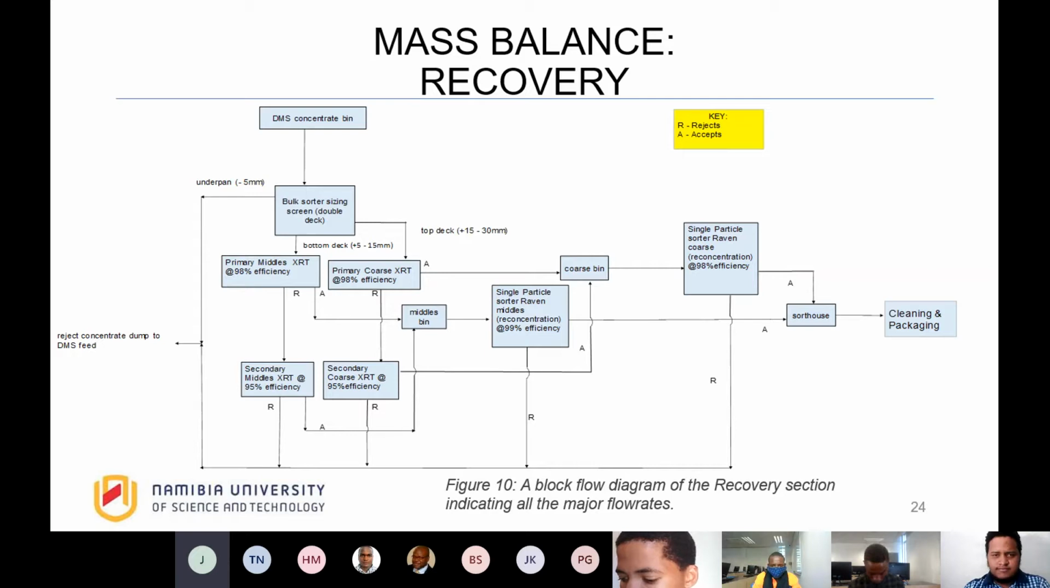So as far as the recovery circuit is concerned, we receive the material from your DMS concentrate. Your material then goes through a sorting screen where it will be separated based on the sizes. For your primary circuit, you'll be using two machines, with one being the coarse machine and the other being the middles machine.